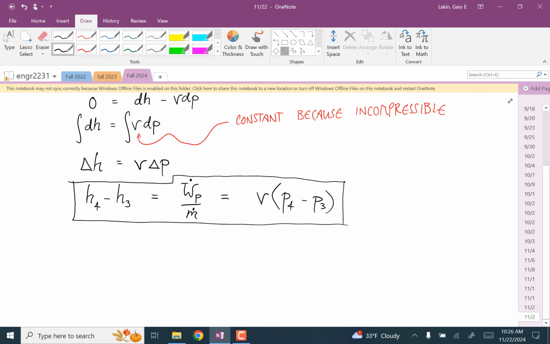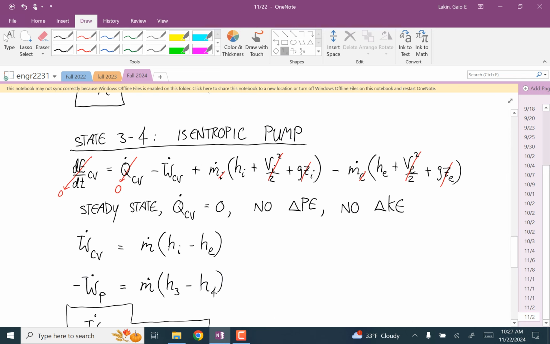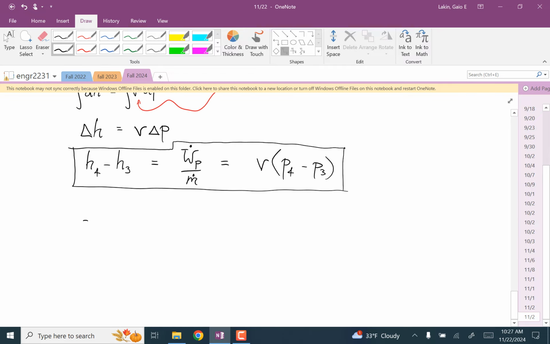So when you get to the pump, just remember that you have these two different ways to represent this W dot, or to represent H4 minus H3. Depending on just what values you're given, one might be easier to figure out than the other one. And then our last one, so this was state 3 to state 4. Now we're going from state 4 to state 1. And this is the isobaric boiler.